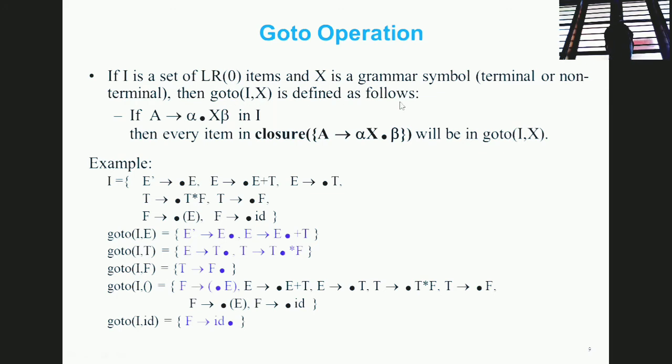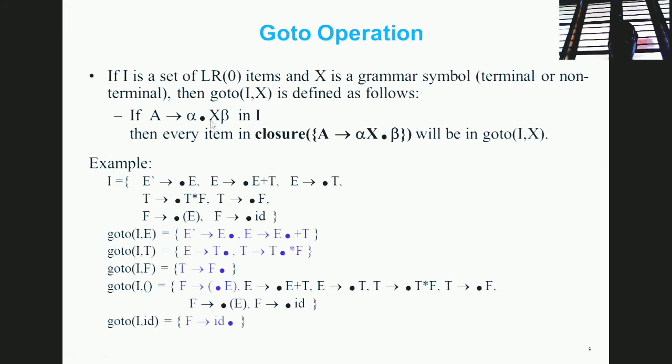is defined as follows. If you find a production of type A tends to alpha dot X beta in I, where this X may be a terminal symbol or a non-terminal symbol, then every item in closure of A tends to alpha X dot beta will be in goto of I.